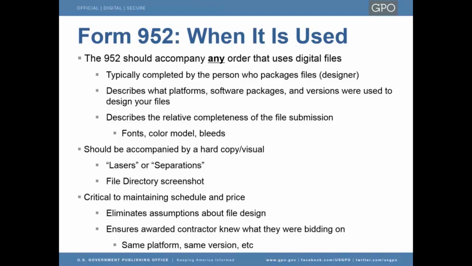In short, the 952 is designed to eliminate any assumptions about the files submitted to us. By knowing what we have, GPO can accurately prepare job specifications, and the contractor can receive the order knowing what they are bidding on. GPO also uses that documentation to support our decision-making in case of a contract dispute over the contents of the file submission, or in case of claims made due to job alterations.